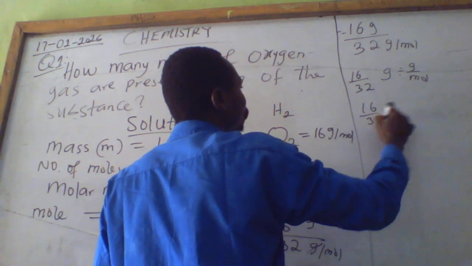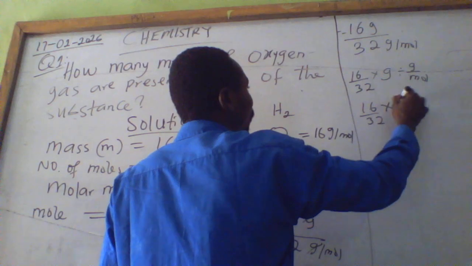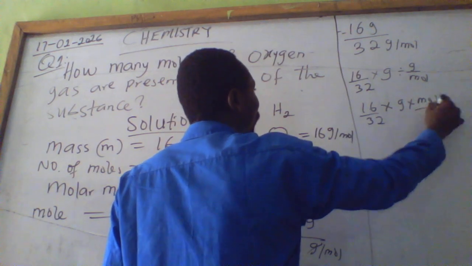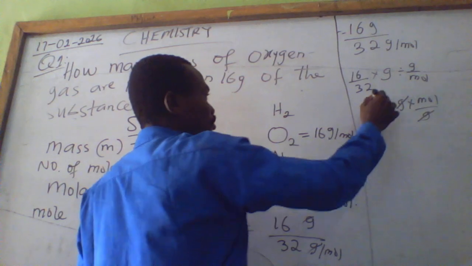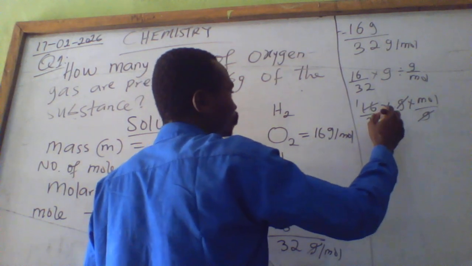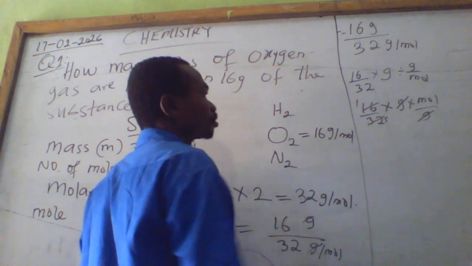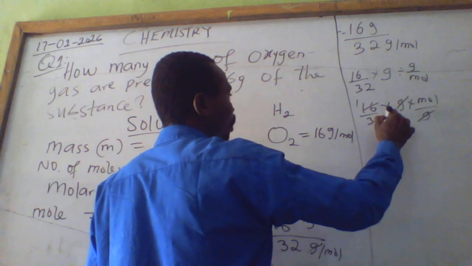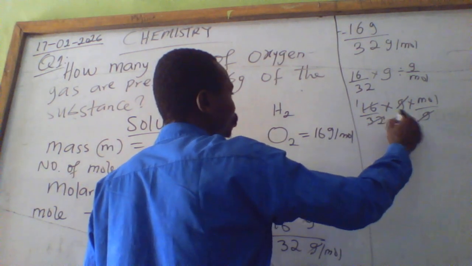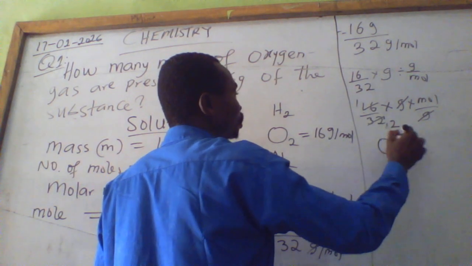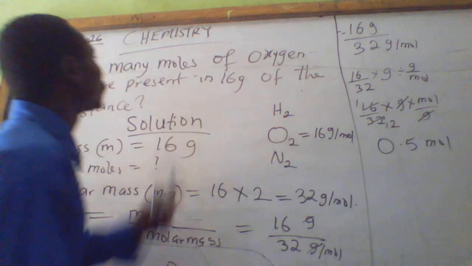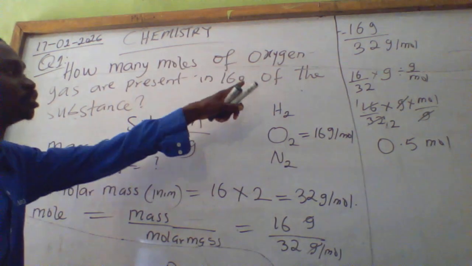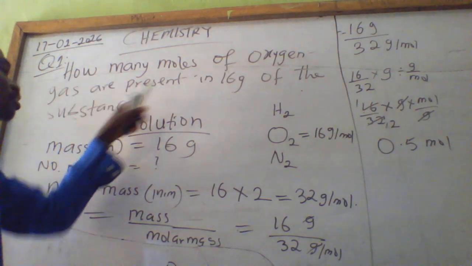16 over 32 multiplied by gram times mole over gram. Then gram can take care of gram, right? 16 here is 1, 32 here is 2, so 16 over 32 is 1 over 2, which in decimal is 0.5 mole. So we have 0.5 mole of oxygen present in 16 grams of the substance.